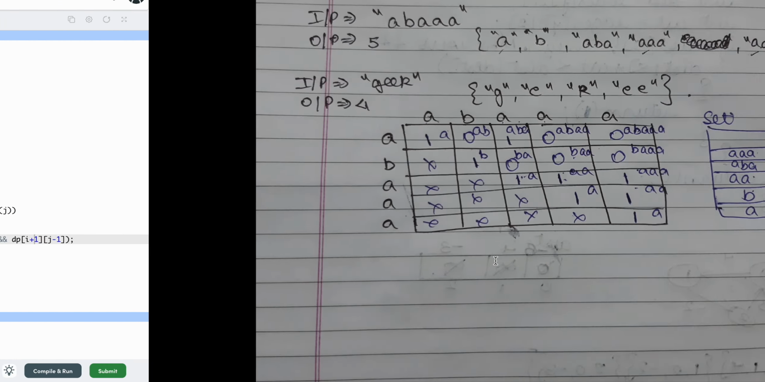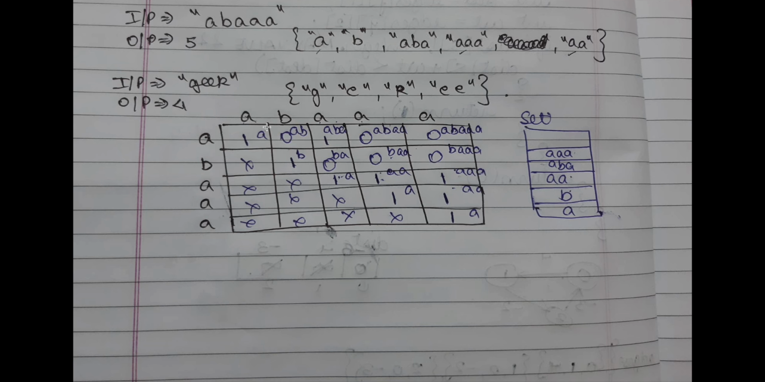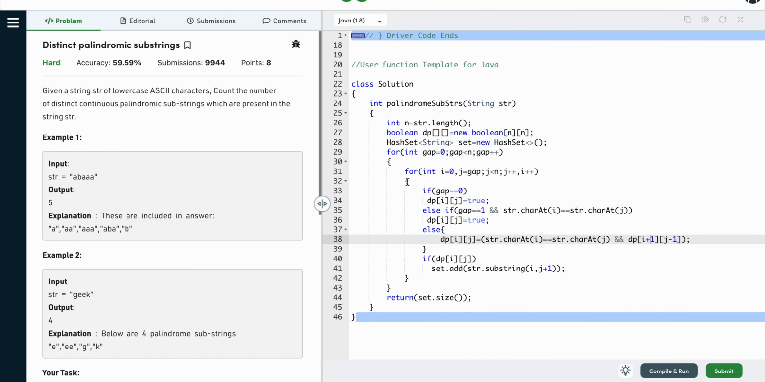You have to keep one thing in mind. Whenever we check for gap greater than 1, we check the middle value, diagonally one less, so it will be one row more but one column less. For example, i is equal to 0 1 2, and we check row 3 with the column one less. This you have to keep in mind. So this was about distinct palindromic substrings. Hope you are getting it.